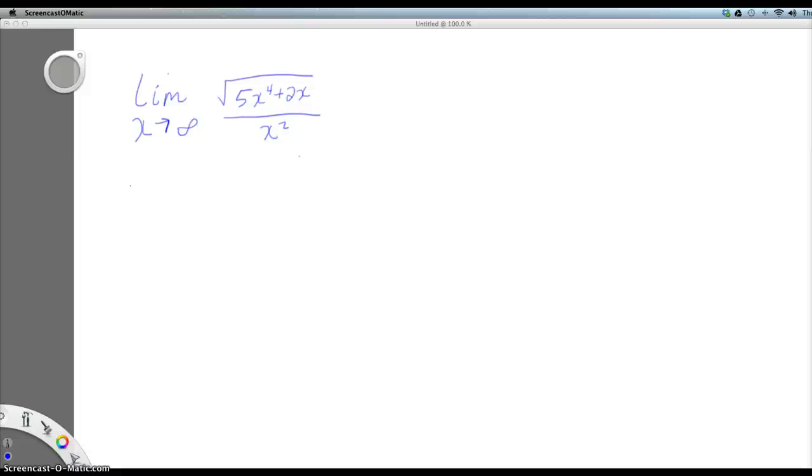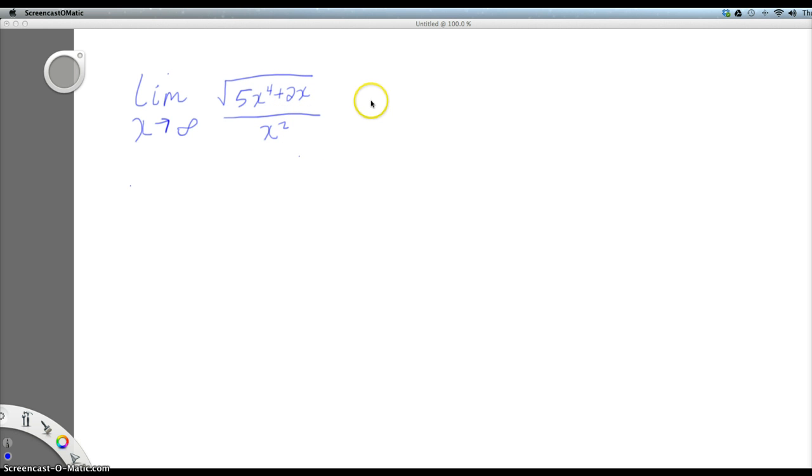Alright guys, this was an example from class from the limits review that we were having difficulty with. So what I wanted to do is just quickly run through this video and show you the proper way to take the limit as x is approaching infinity of this quotient here of the square root of 5x to the fourth plus 2x all over x squared.